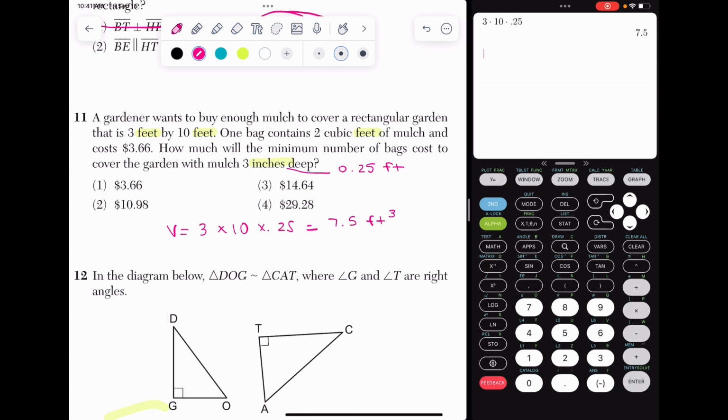1 bag of mulch contains 2 cubic feet. So we have to think about how many he needs to buy. So he's going to need to buy 4 bags of mulch, right? 3 bags is not going to be enough. That's only going to cover 6 cubic feet. We need to cover 7.5. And each of the bags is $3.66. So 4 times $3.66 gives us $14.64, or choice 3.